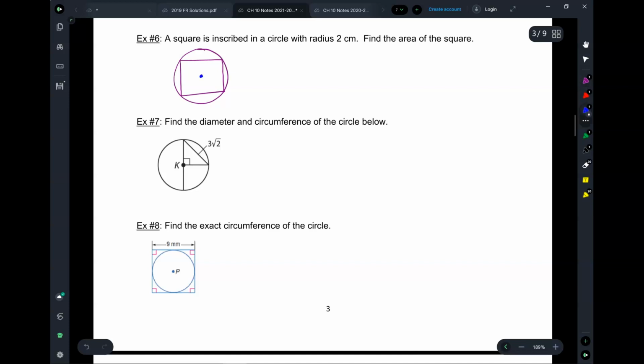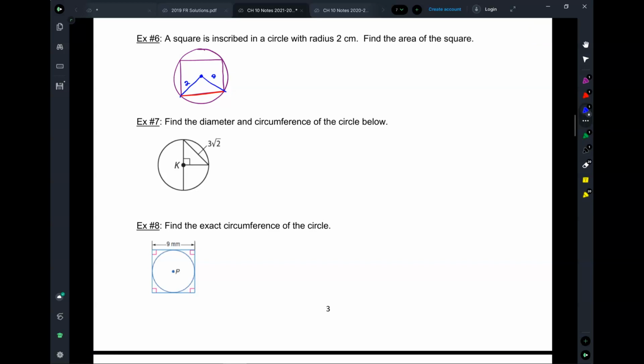So if that's the center, how would I draw a radius? There, that's a radius of 2 centimeters. Find the area of the square. To find the area of the square, I need to know the length of this side, correct? So here's the way we do it. That's one radius. You draw a second radius of 2.